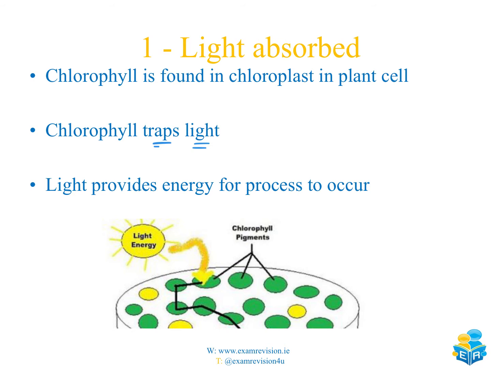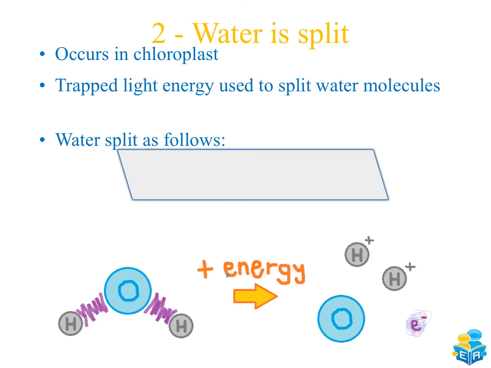And we can see that down in the diagram here. So we have all our chlorophyll pigments here. The light energy is going to be absorbed by the chlorophyll, and all of that energy absorbed is going to be used to fuel the rest of the steps. So, light absorbed by the chlorophyll. The next stage here is that water is going to be split. Now, again, this is happening inside the chloroplast, okay?